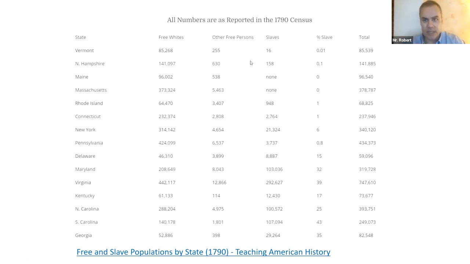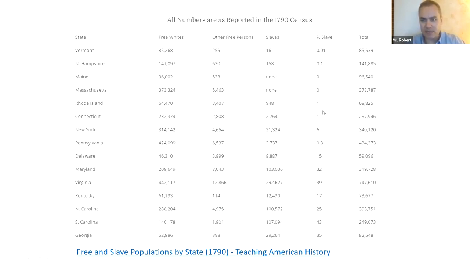Okay. And look, there were some states which had no slavery at all. Like Maine and Massachusetts, these northern states, right? 16 slaves, a very small amount. And then you get down to the southern colonies, and all of a sudden you're talking like 300,000, 750,000. North Carolina, South Carolina, Virginia, these are massive slave states, okay? So these are where the plantations were in the South.